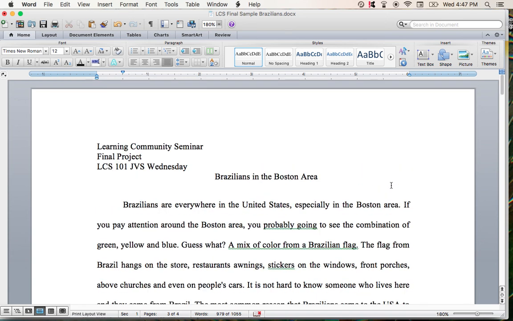So those are just two examples of how you can structure your essay for your final project. You definitely want to begin with something that will make the reader interested, but also introduces the topic, the subject that you're going to be writing about. Okay? But there are lots of different ways to do it. The way you do it is up to you.